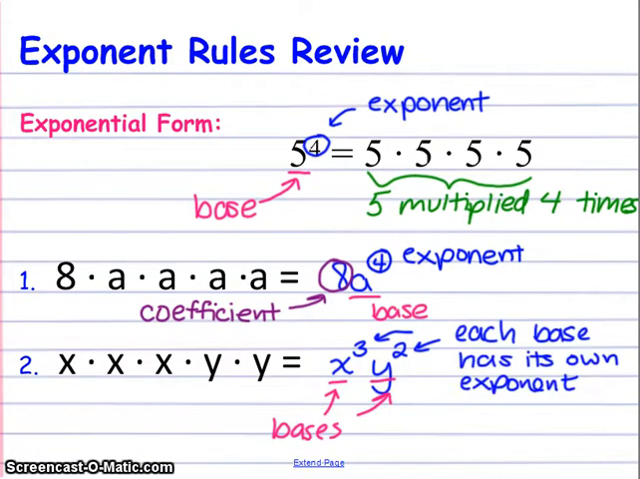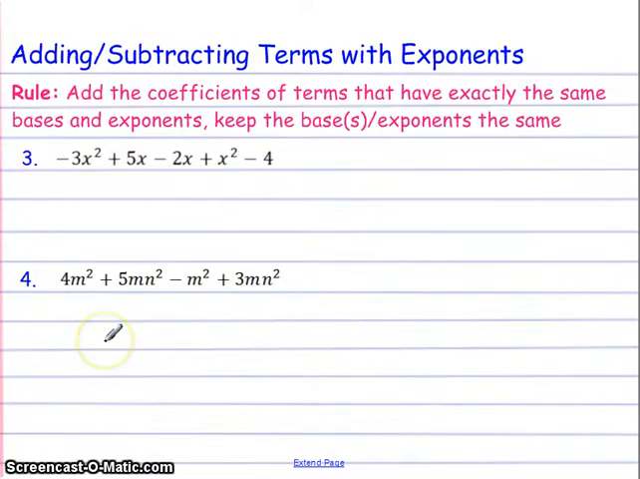The rest of this video will be concerned with doing operations like addition and multiplication on terms that have exponents in them. So we'll start with adding and subtracting. So here's a term with exponents, we're adding it to another one, we're adding another one, we're subtracting, adding again, adding a negative 4. When you're adding and subtracting all of these terms, the rule is that you want to add the coefficients of terms that have exactly the same bases and exponents. And when you do that, you're going to keep the bases and exponents the same in the answer.